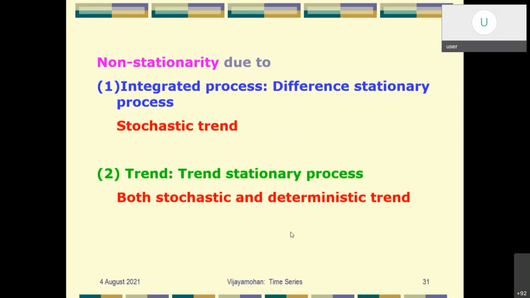Similarly, we have non-stationarity due to trend. Such a process where non-stationarity is due to a trend is called a trend stationary process. In this case, we can have both stochastic and deterministic trend. The deterministic trend is because of the time trend, and the stochastic trend is because of the root being equal to 1.